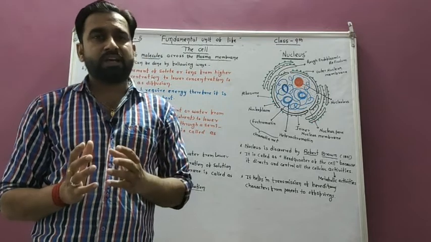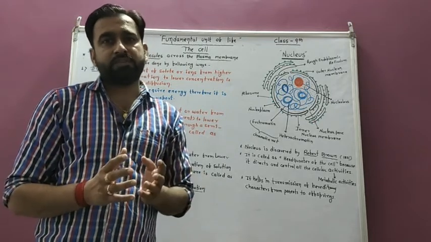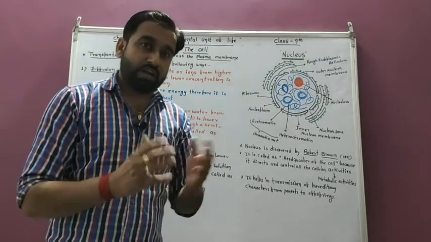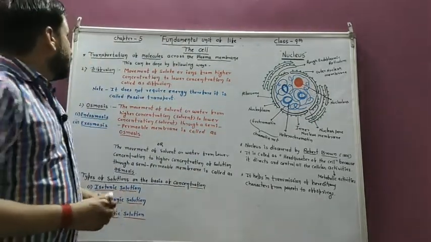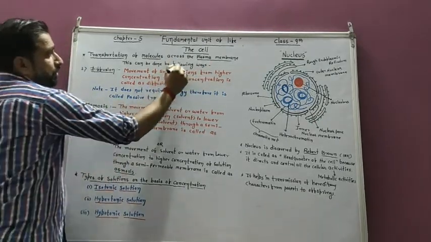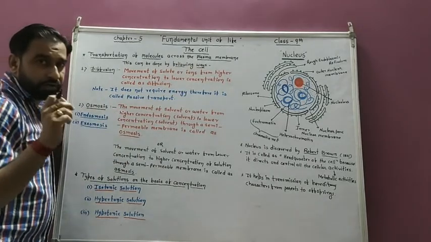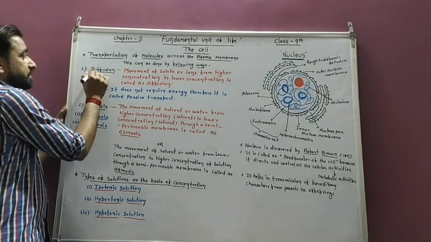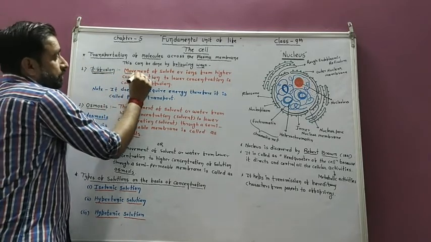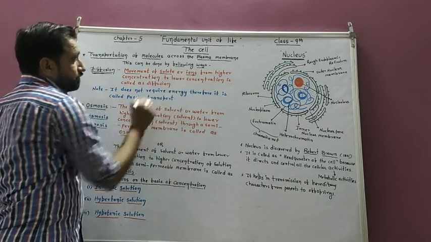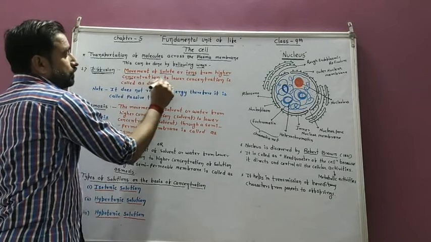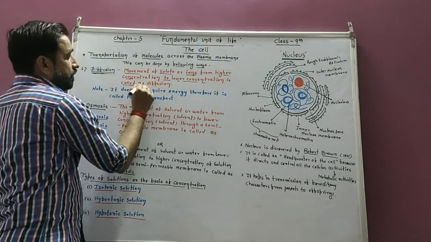How do molecules enter into the cell and come out from the cell? The method is known as transportation of molecules across the plasma membrane. So let us start. This can be done by the following ways. These ways are very important from the examination point of view. First is diffusion. What is diffusion? Movement of solute or ions from higher concentration to lower concentration is called diffusion.